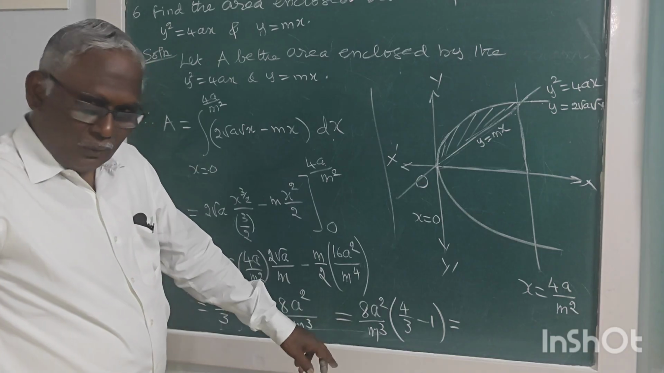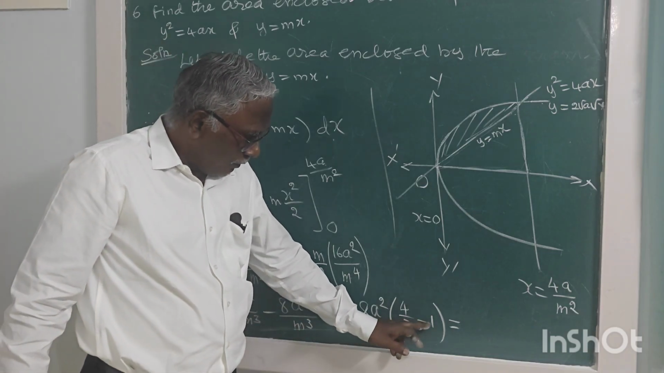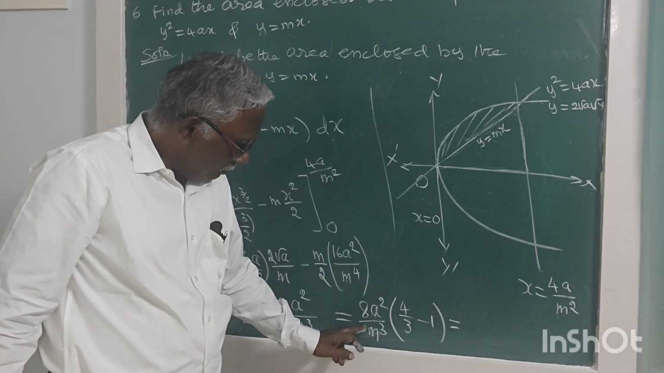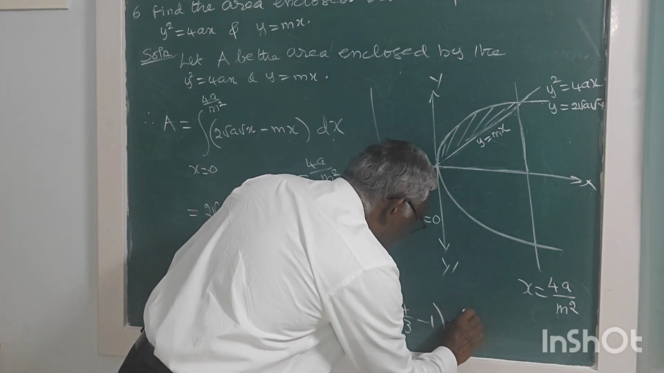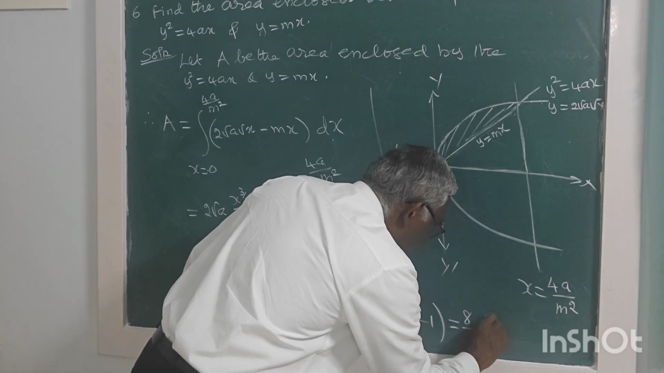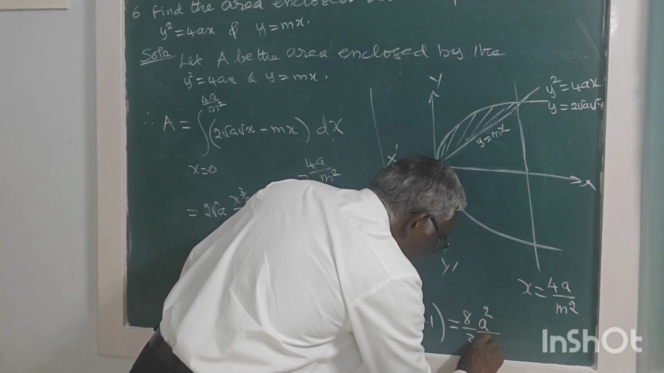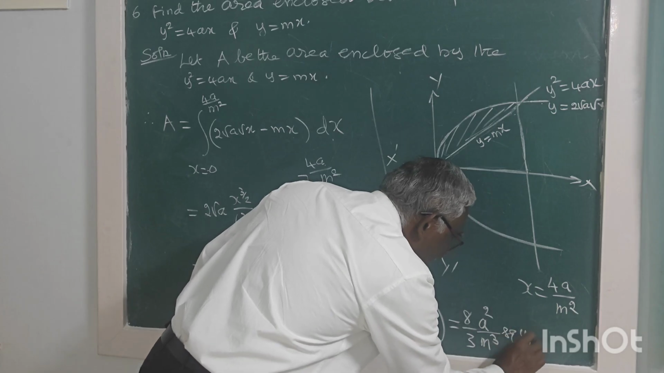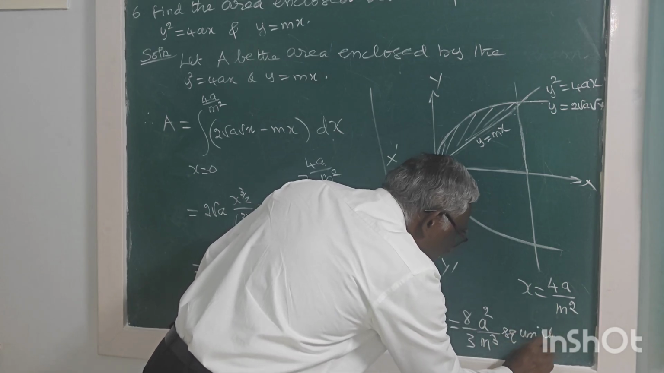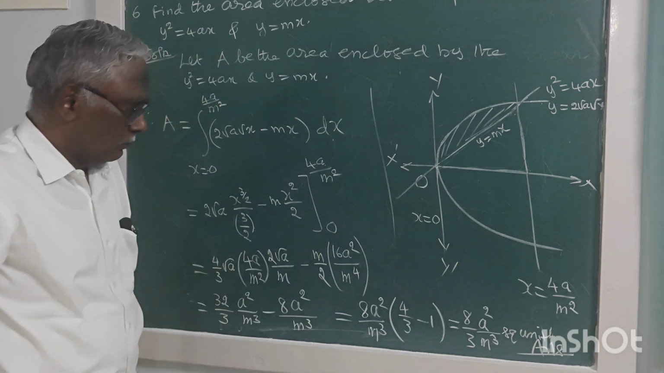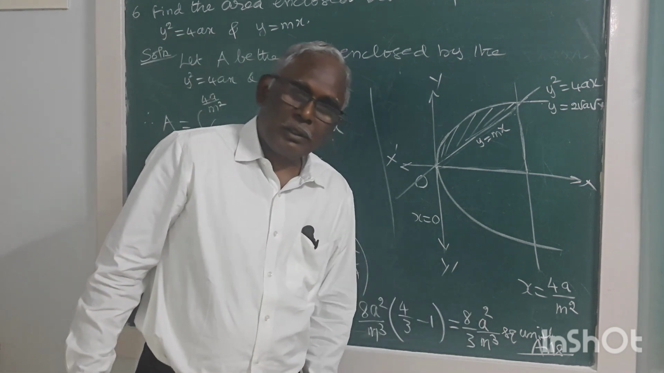So this is equal to 1 by 3, 4 by 3 minus 1 by 3. So 8 by 3 times a square by m cube square units. So this is the answer. 8 by 3 a square by m cube.